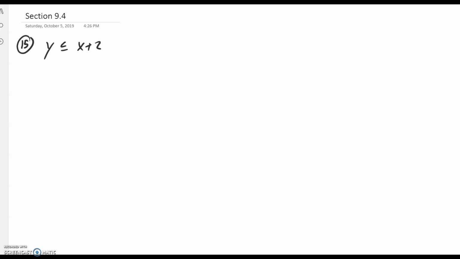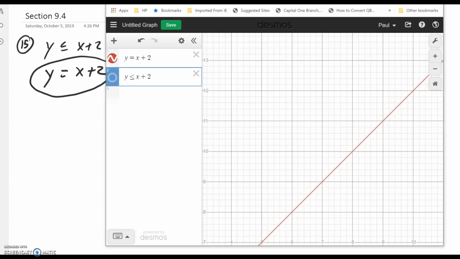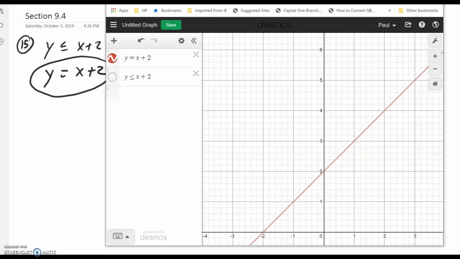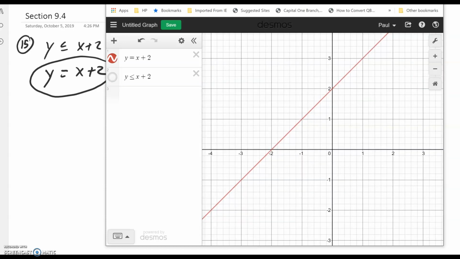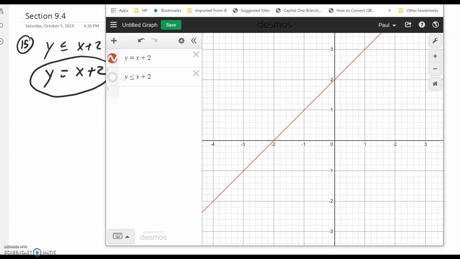So the first thing to do is to take your inequality and temporarily change it to an equal sign and graph that line. It will be the boundary line. So for example, if you look over here, I've graphed the line y equals x plus 2. I'm going to go ahead and center it so it looks a little bit more normal. So there's the line y equals x plus 2.